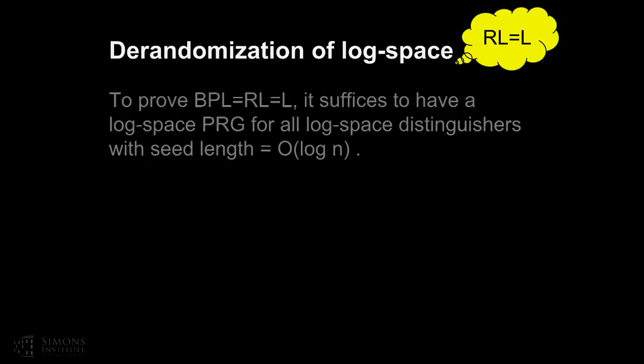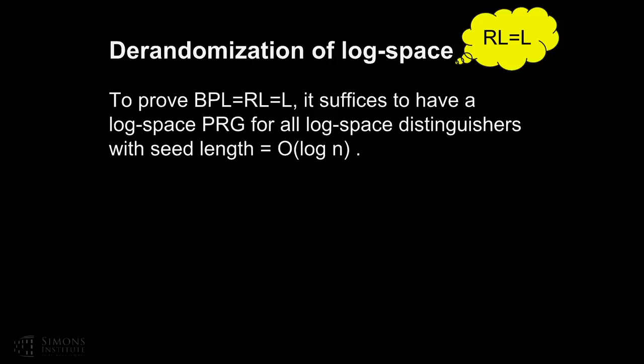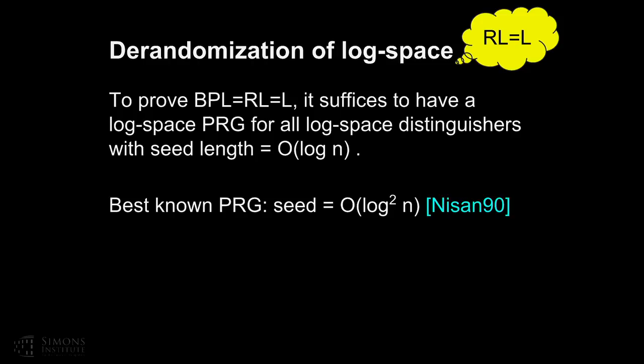So let's talk about de-randomizing log space. To do this, it would suffice to have a pseudorandom generator that itself runs in logarithmic space, is indistinguishable from uniform for all log space distinguishers, and has logarithmic seed length. So those are the three requirements. And the best we have, unfortunately, is log squared seed length, which is enough to show that you have log to the log squared deterministic space.